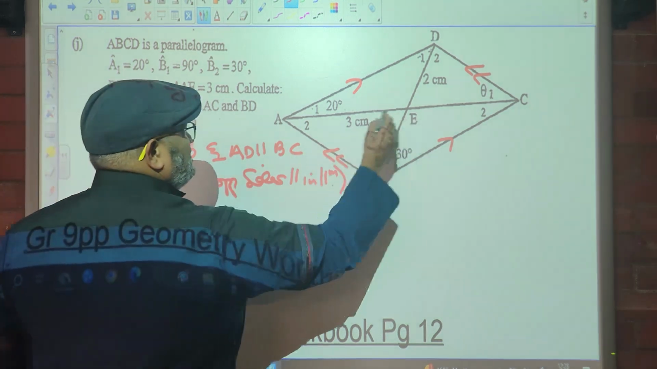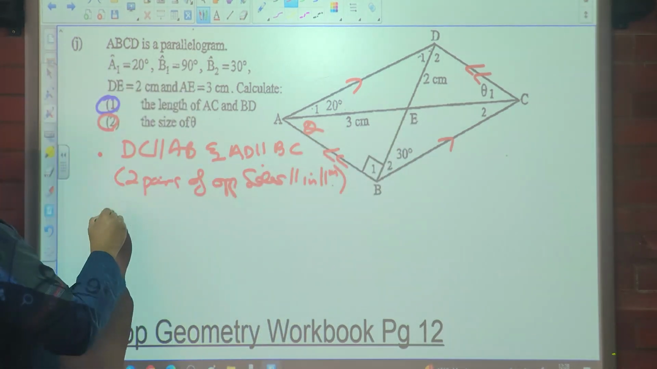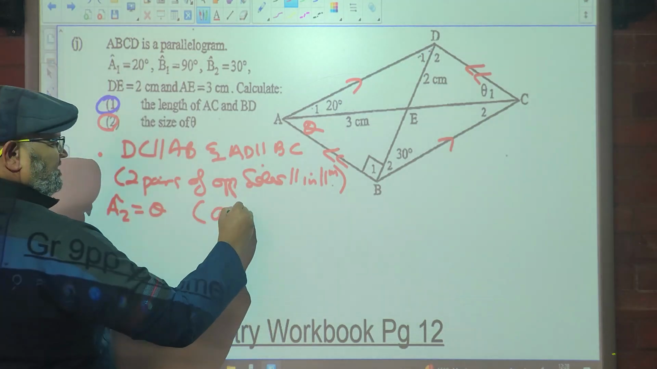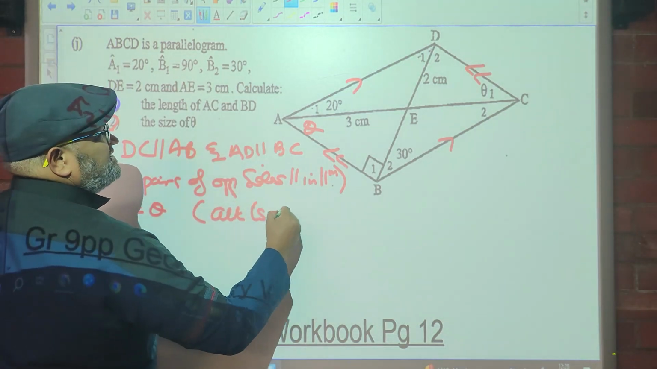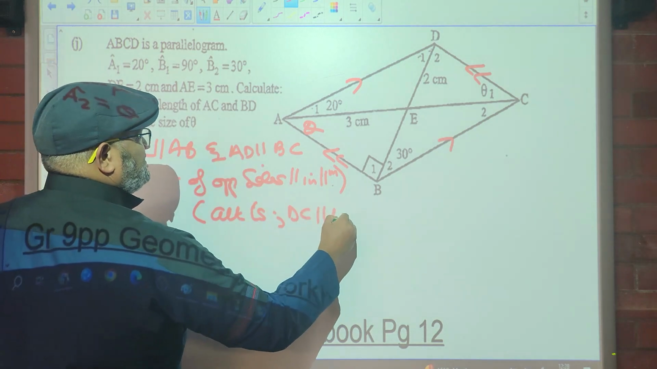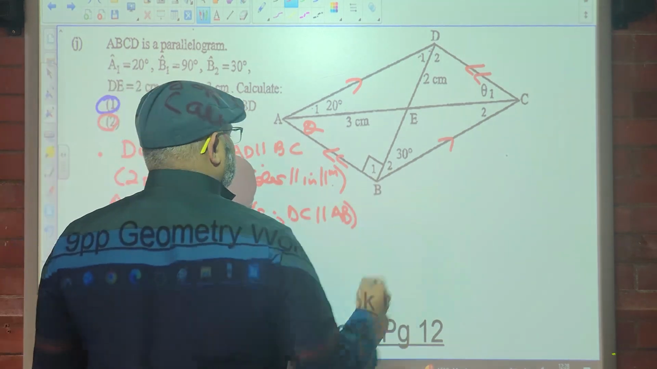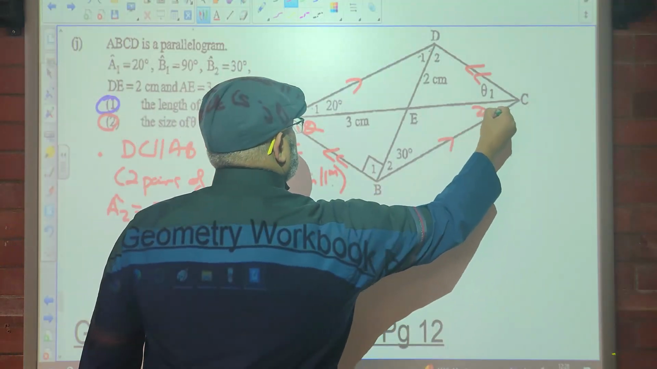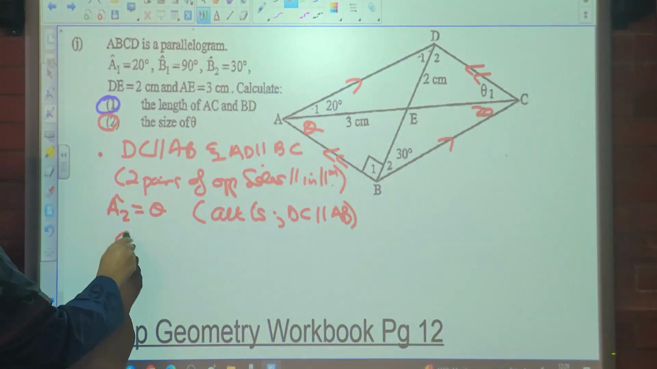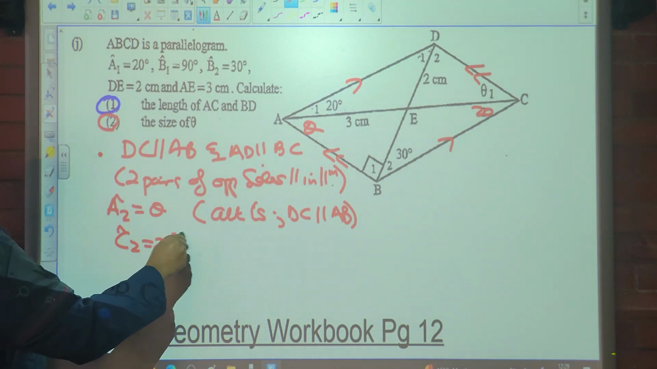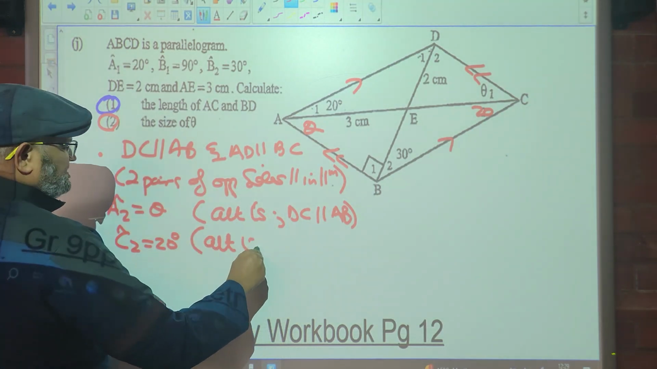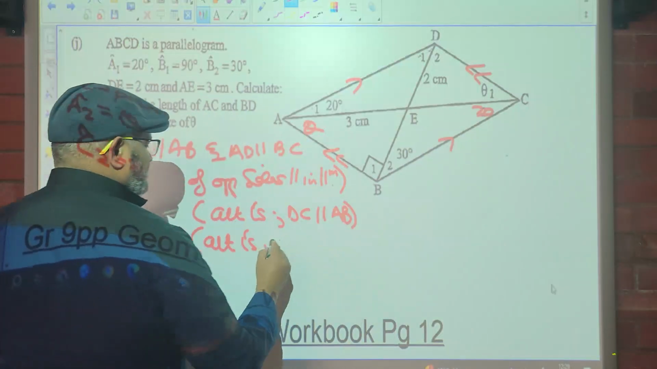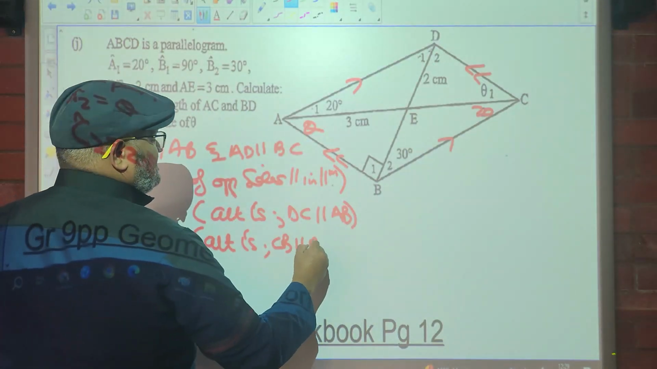Then we say that angle A2 is theta. Why? Alternate angles with DC being parallel to AB. Okay, as you can see, that was alternate. And then C2 is 20. Why? Again, alternate angles with CB being parallel to AB.